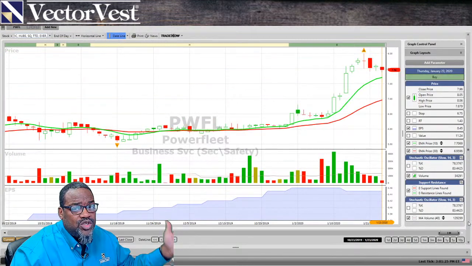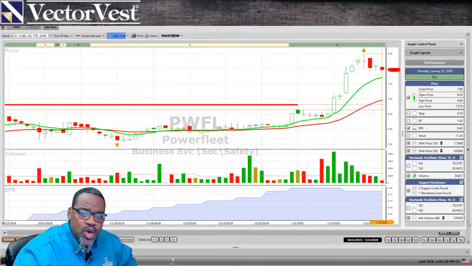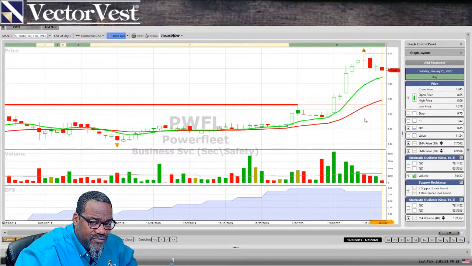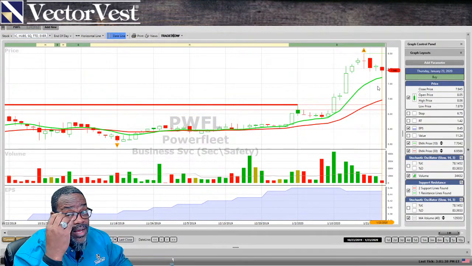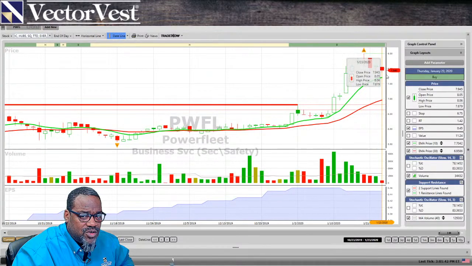And this is more vision, folks. That's all this is. Powerfleet, watch it. The 10 is above the 30 right now. I wouldn't wait because they are so far from each other. I would trade it off the 10 again. And right now, on an end-of-day basis, I would wait for the stock price to go below the 10.